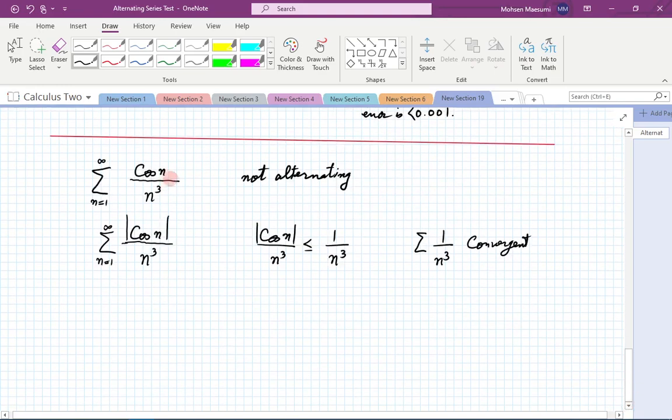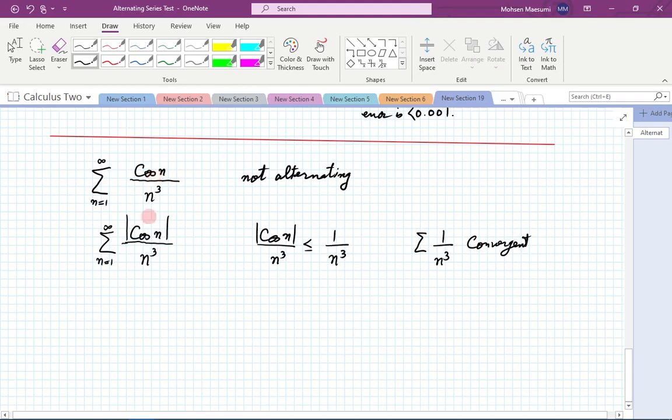Okay, so we forced it to be positive. The positive terms, we can perhaps compare against something else that we know, and this one we know is convergent. Then we can conclude that the original series, the one that had the plus and minuses in it in a complex pattern, will converge as well.